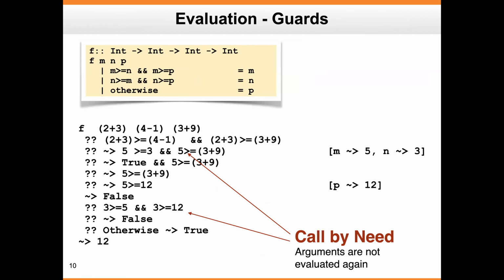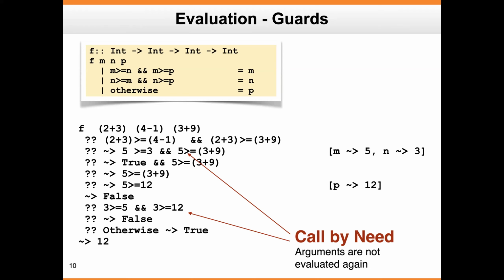The same thing with evaluation of guards. All right, here's another function which expects 3 parameters, all 3 of type int, and returns an int, basically the maximum of all 3 arguments. And for calculating the maximum, we have 3 cases, 3 patterns. We have one pattern matching case, but 3 guards.